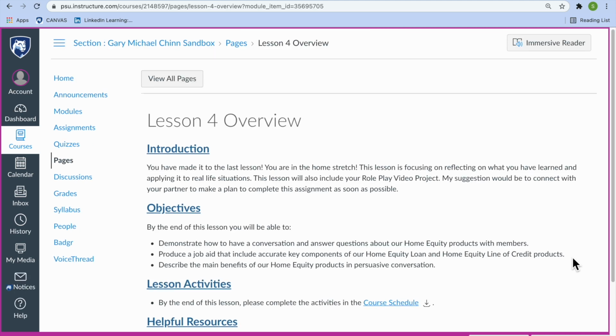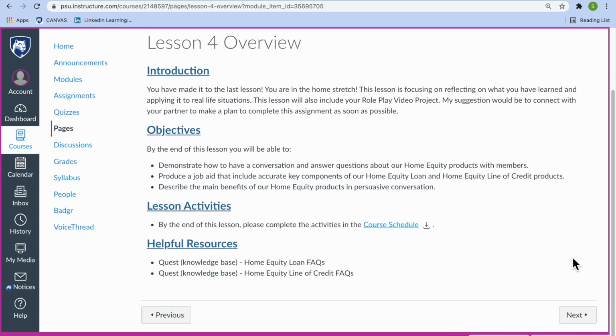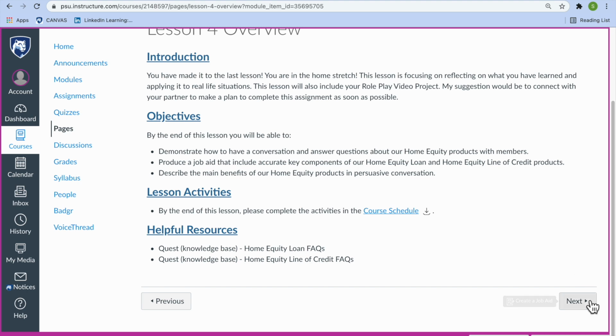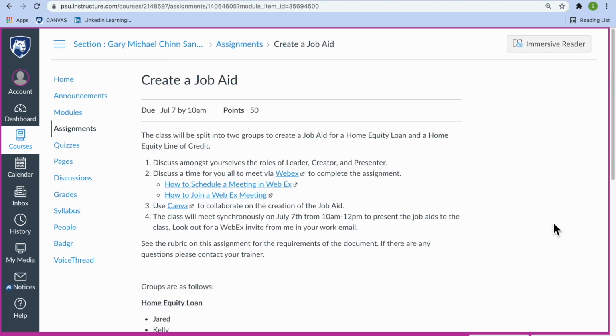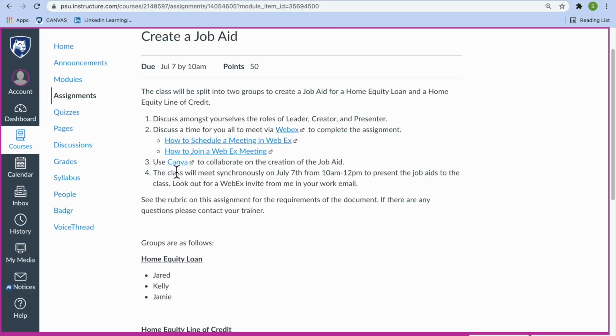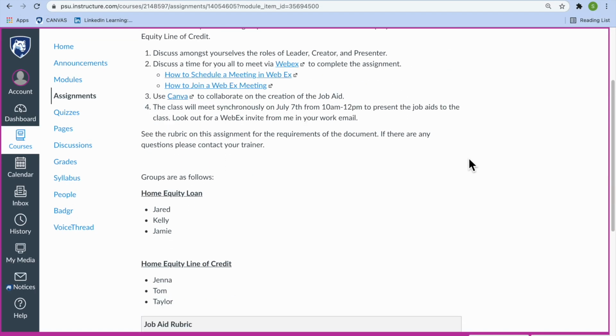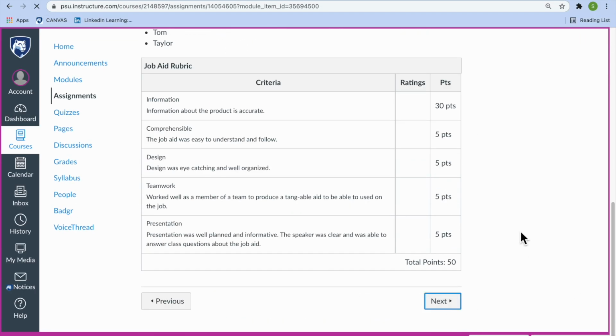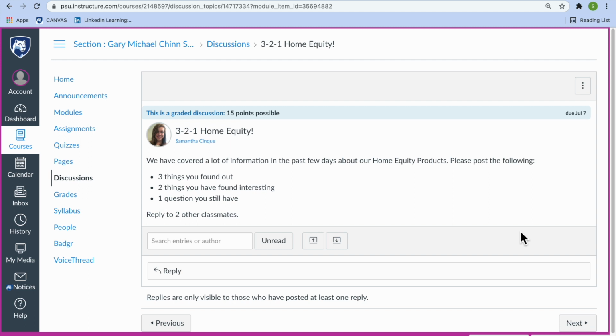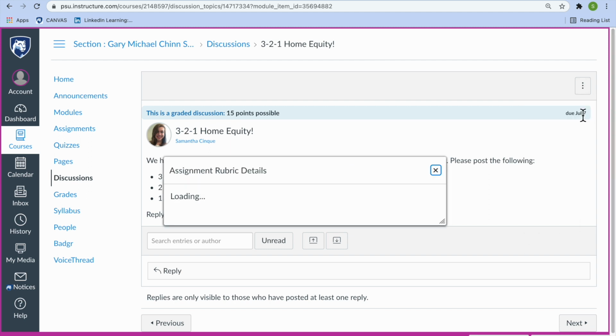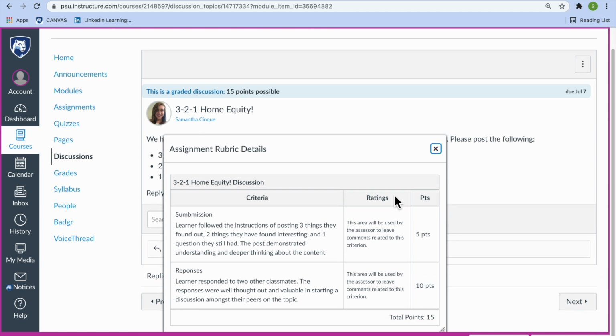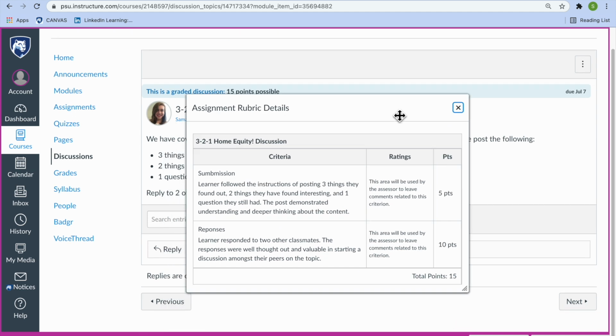Lesson 4 is primarily allowing learners to apply their newfound knowledge through various activities. First, they will create a job aid with their assigned groups utilizing Canva. Then, they will write a discussion post about 3 things they have learned, 2 things they have found interesting, and 1 item they still have questions about. They will discuss this with their peers.